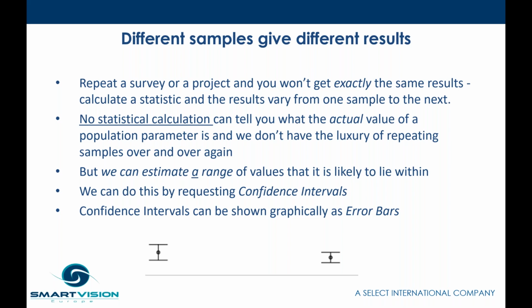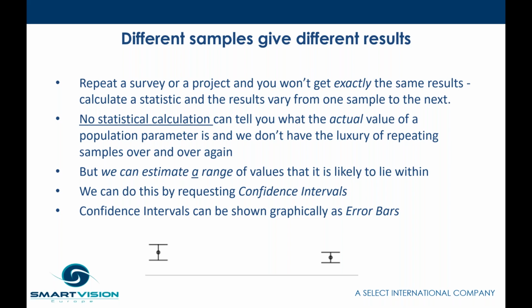No statistical calculation can tell you what the actual value of a population parameter is. It's unknowable. We don't know the true mean age. And we're never going to have the luxury of repeating samples over and over again to try to get it right. But it turns out we can estimate a range of values that the population parameter is likely to lie within. And we do this by requesting confidence intervals.